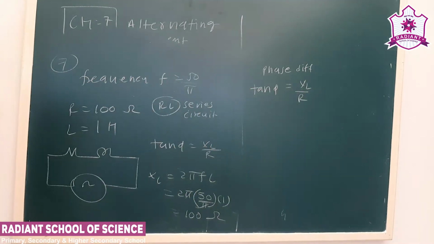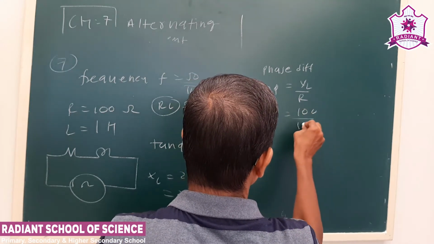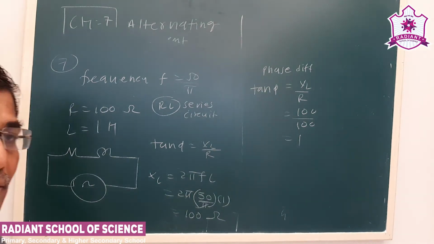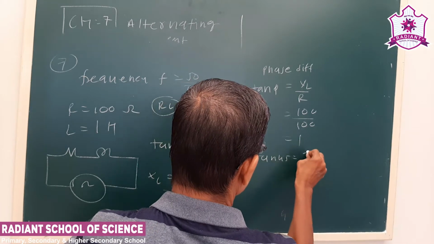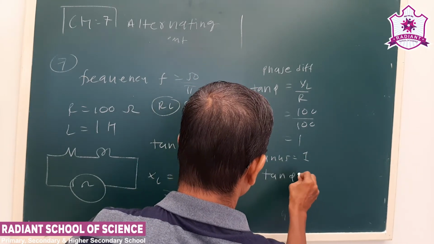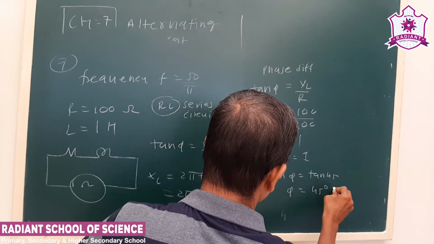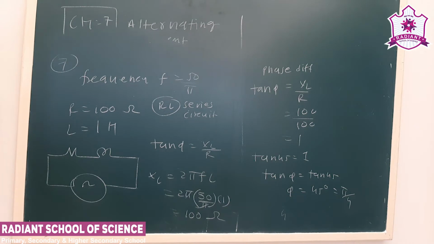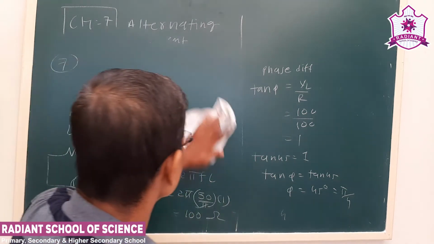Okay, XL we have obtained is 100, R is also given as 100 ohm, so it will be 100 upon 100. Now see, tan phi is 1, we know tan 45 is 1, so tan phi is tan 45, phi is 45, or in terms of radian it will be pi by 4. So this is how we can solve this answer.